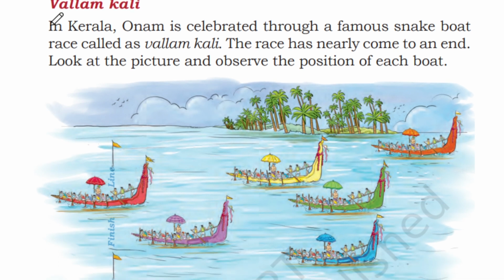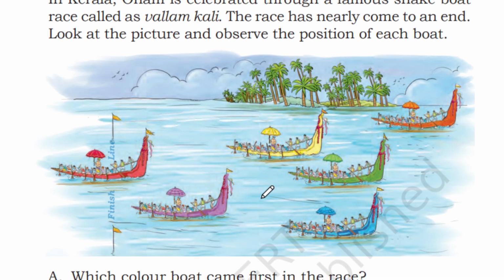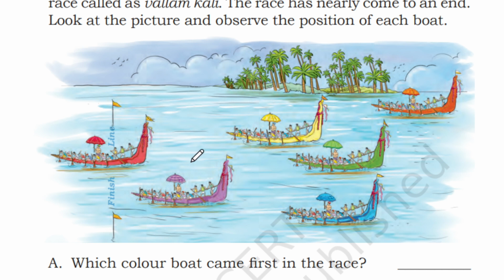So here, Vallam Kali. In Kerala, Onam is celebrated with a famous snake boat race called Vallam Kali. The race has nearly come to an end. Look at the picture and observe the position of each boat. So this is the Vallam Kali race, and we have a few boats given: a red boat, a purple one, blue one, green, yellow and orange. Based on that they have asked questions.